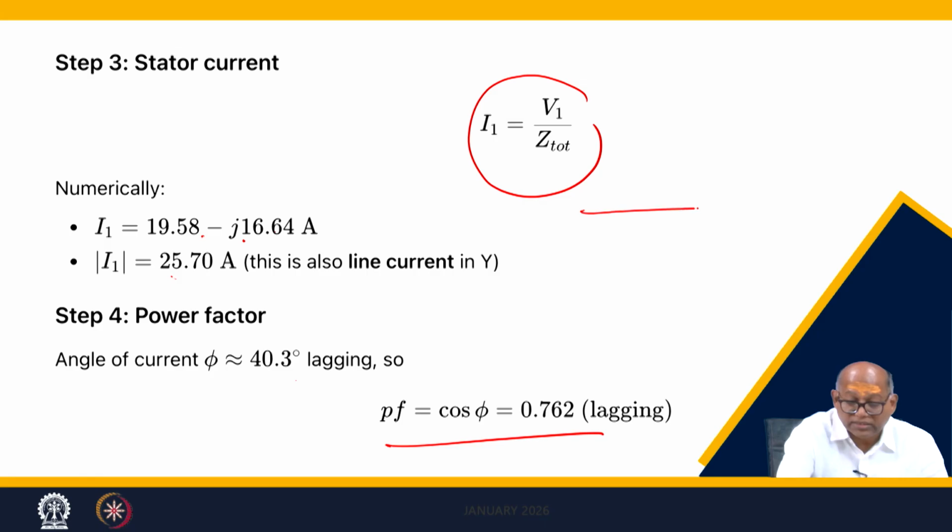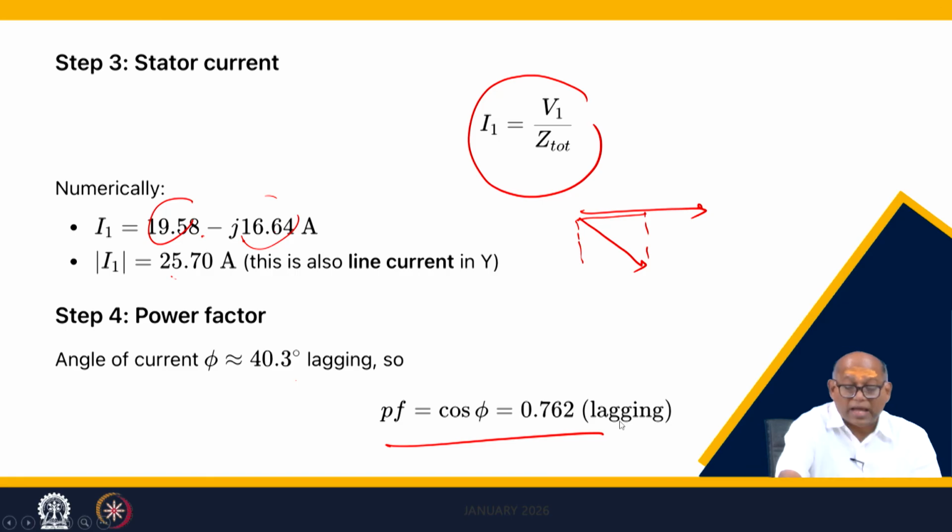So this is the voltage, this is the current. This current has one real and one imaginary part. So this is the real component, this is the imaginary component. So you can find out the power factor. This is lagging because the current will definitely lag, phi is negative. So the power factor is found out, the stator current is found out, the speed is found out.